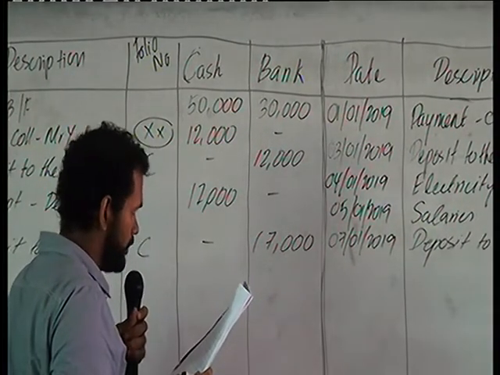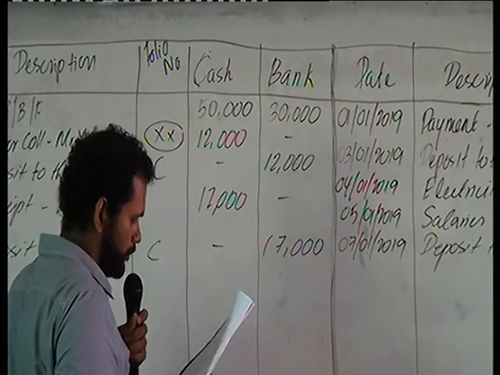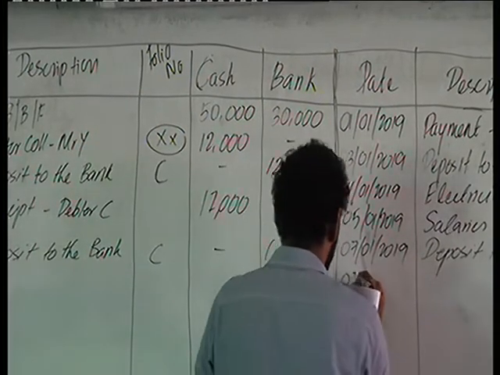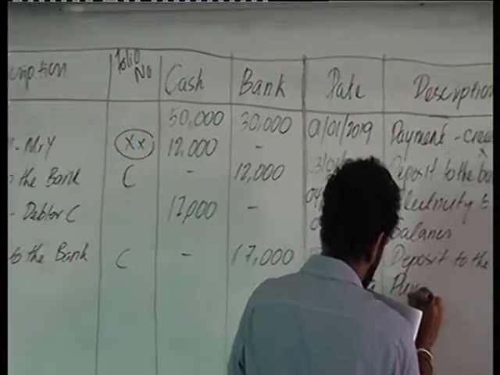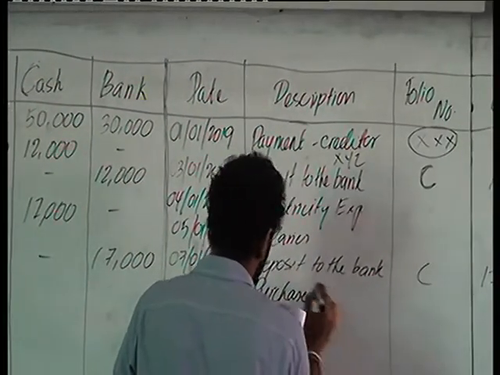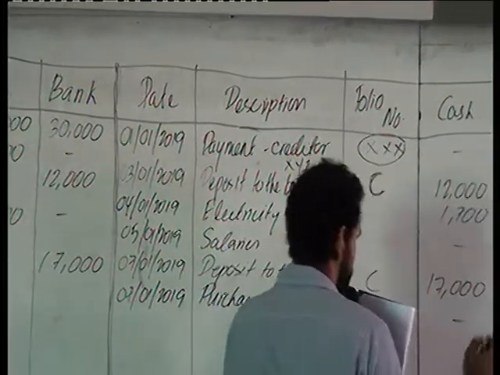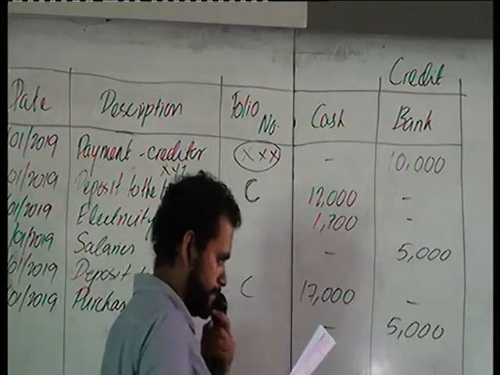Then we have on the 7th, purchase goods for 5,000 from ABC PLC by paying through a check. Purchases from ABC, by paying through a check for a value of 5,000.